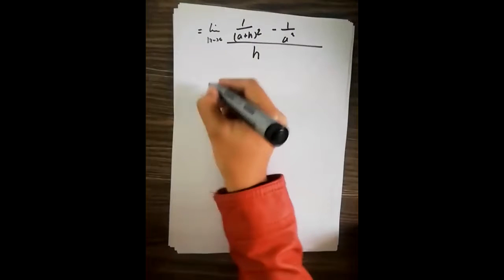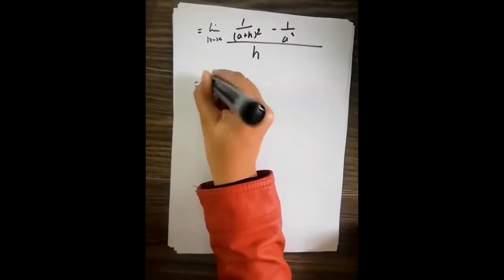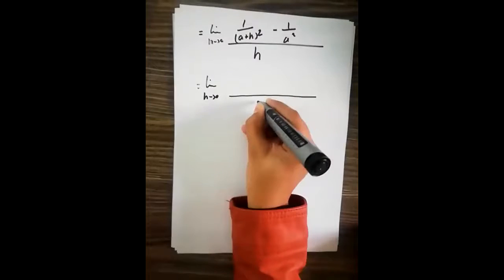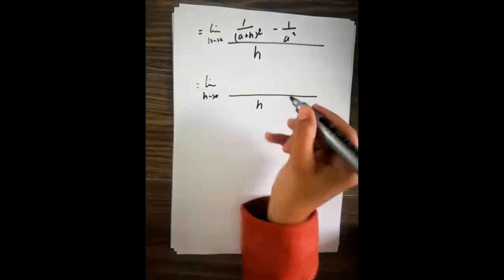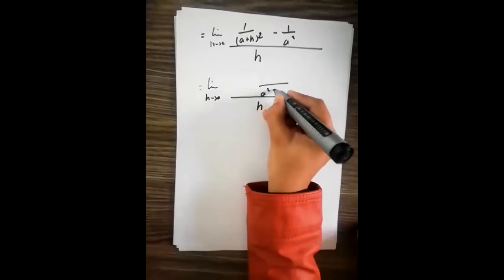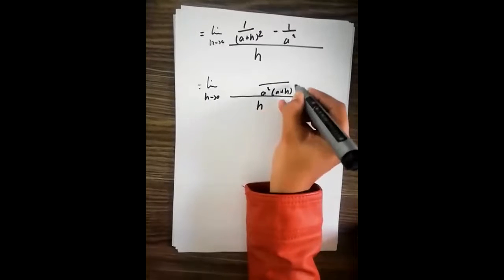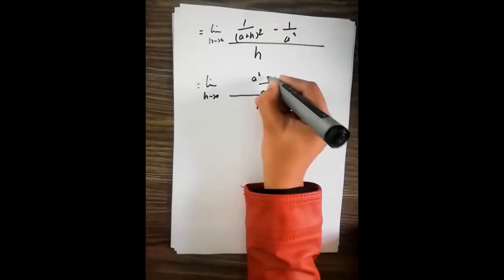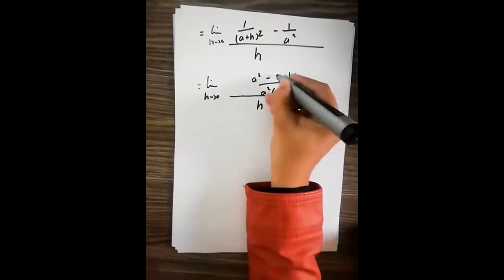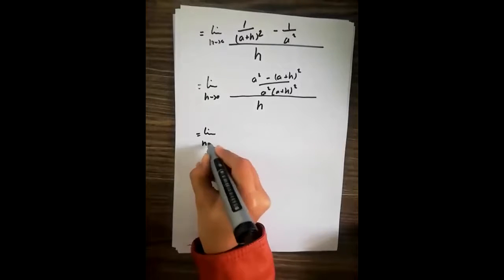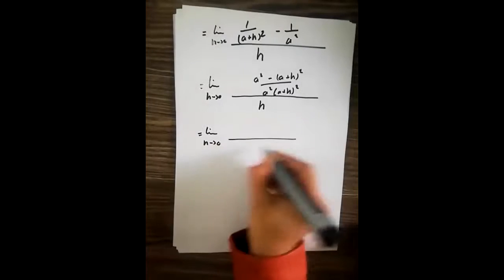Now we will solve it. Limit h approaches to 0. Take the LCM. A square into A plus h square. This is A square minus A plus h whole square. Now simplify it. We will simplify it.